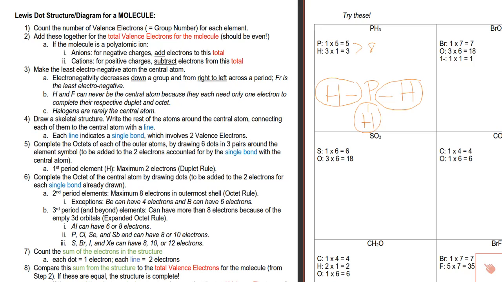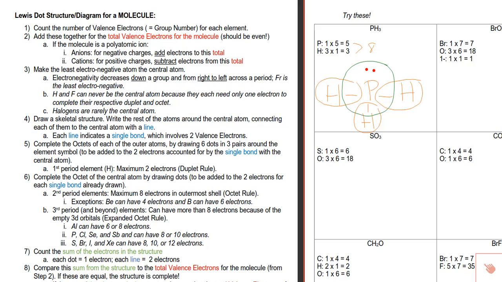Moving on to step 6, I do need to complete the octet of the central atom, in this case phosphorus, by drawing dots. Now I have given phosphorus its total of 8 because it has 3 single lines and 2 dots for a total of 8. So it meets the octet rule.